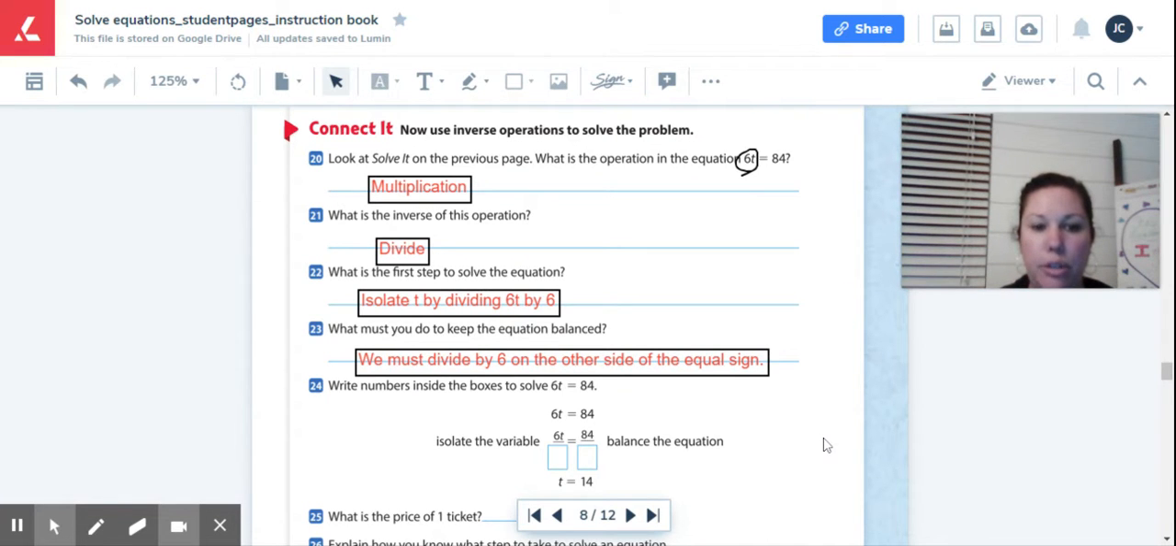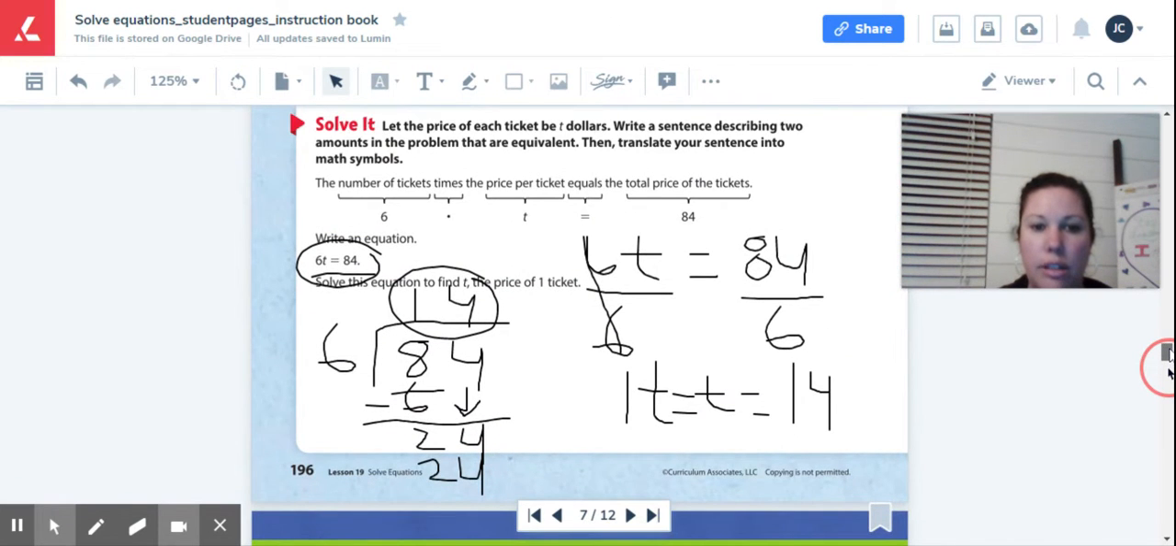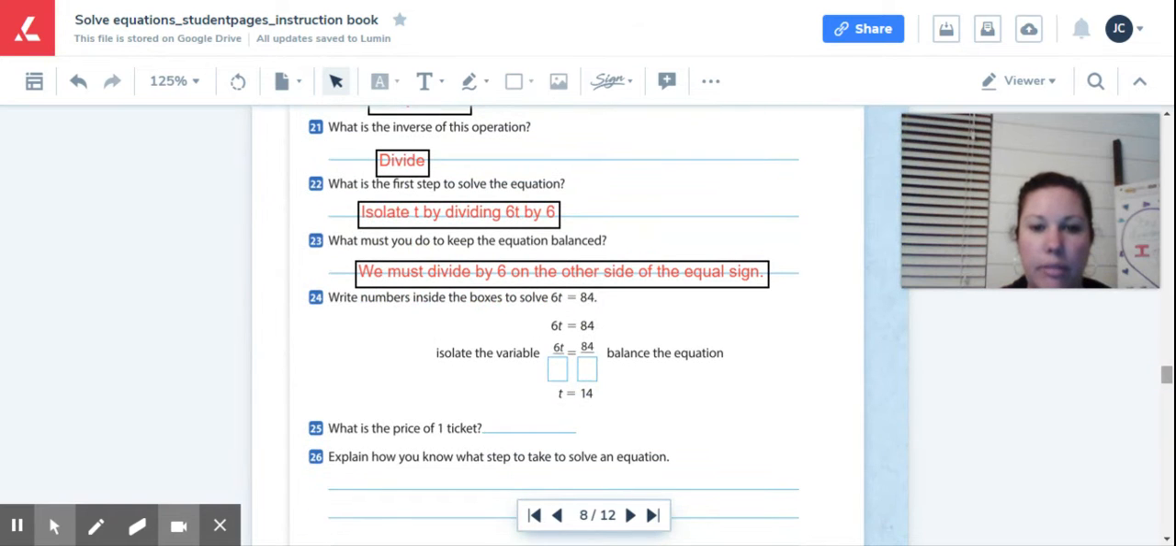Okay, and so now number 24 is just like what we did up here. And so now we're just going to fill in the blanks down here. So to isolate t, we have to divide by 6 on one side, which means we're going to divide by 6 on the other side, where t equals 14. So what is the price of one ticket? $14. So that's what we're going to write right here. $14.